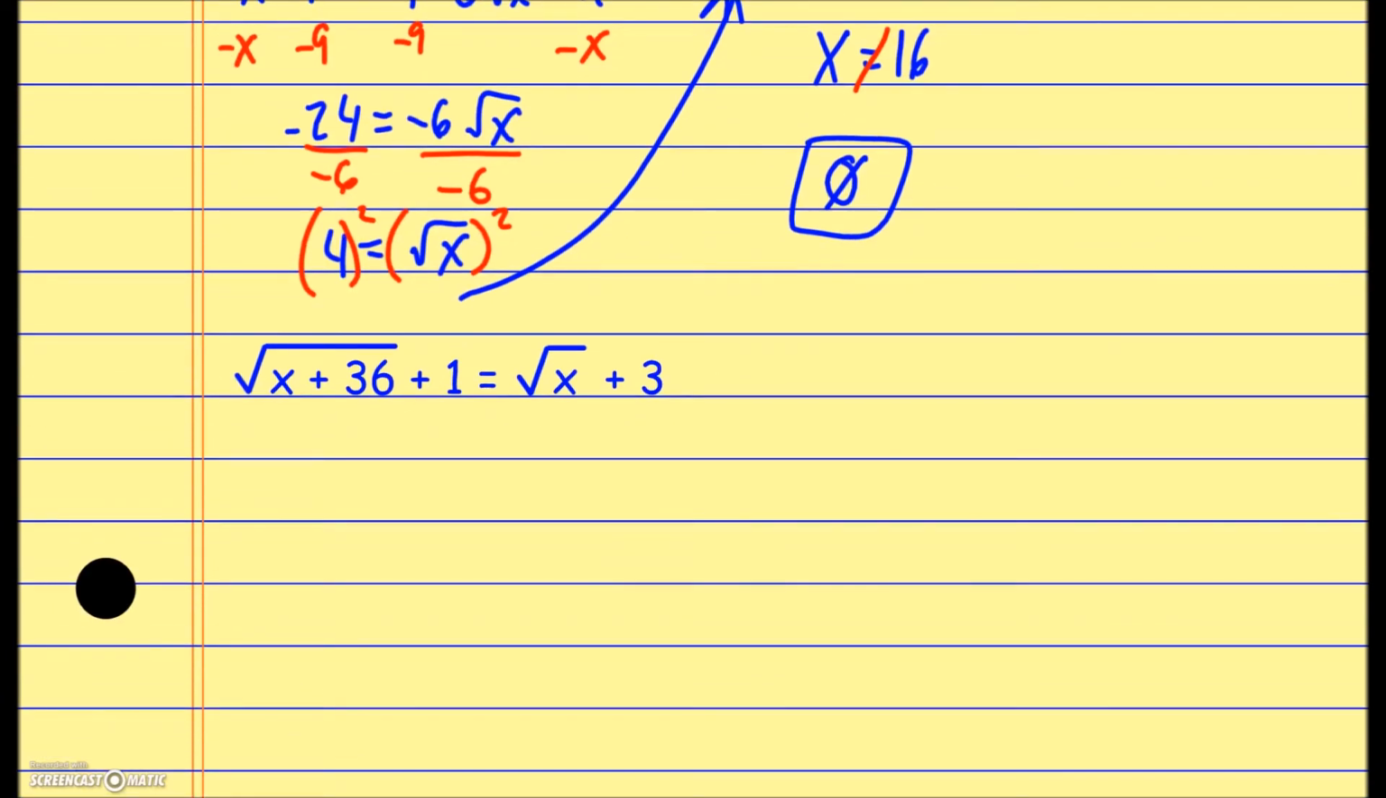If I look at the next one, this time neither of these is isolated, so I have to isolate one of them. I'm always going to isolate the larger radical first, so I'm going to isolate the square root of x plus 36. I'm going to subtract the 1 from each side. And it leaves me with this. So now I'm going to undo that larger radical now that it's isolated, so I'm going to square each side.